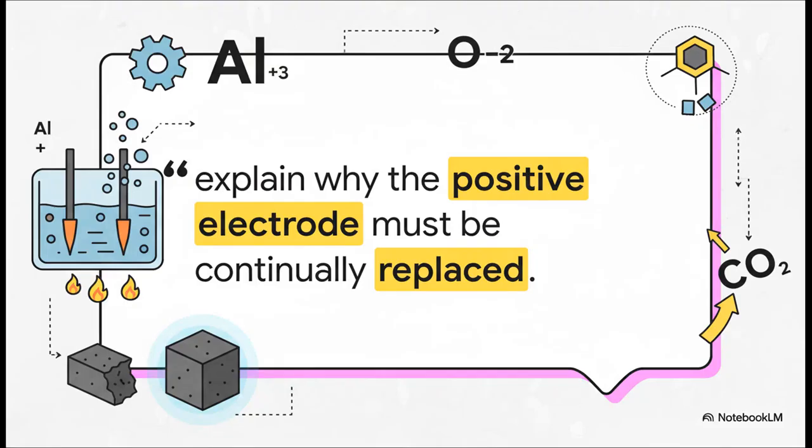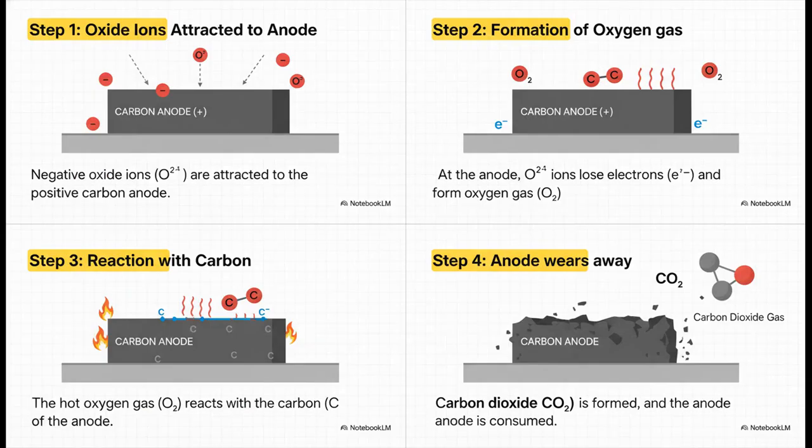And this brings us to a really specific detail, one that's highlighted right in the AQA specification, which is basically a giant hint that this is a classic exam question. When you're extracting aluminium, the positive electrode, the anode, it has to be replaced all the time. But why? Well, the answer is all in the chemistry.